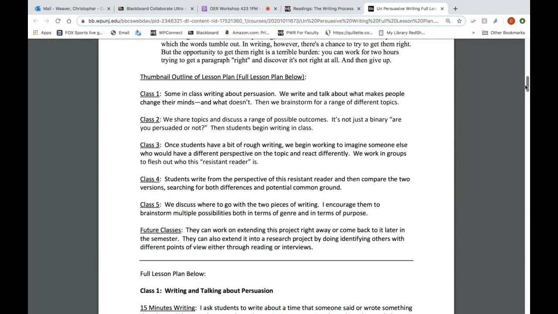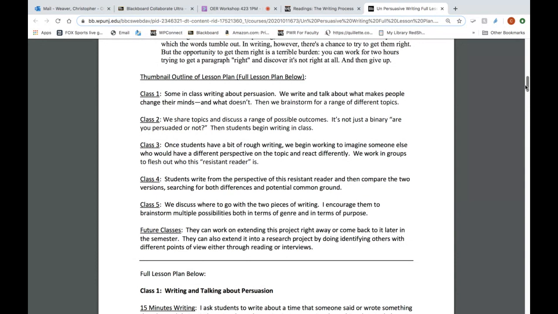What I do is take an assignment that's often used in college English classes, the persuasive assignment. Students are usually very familiar with it, and I want them to look at it differently, because persuasive writing, the way it's taught in many English classes, is an exercise rather than a real thing. So I begin in class by asking them to do a little free writing about a time in their life when somebody used words to persuade them.